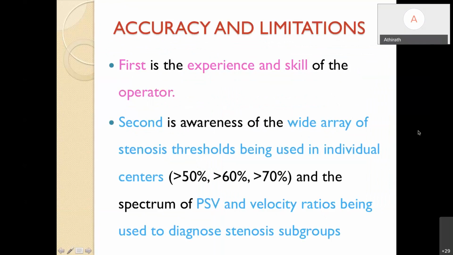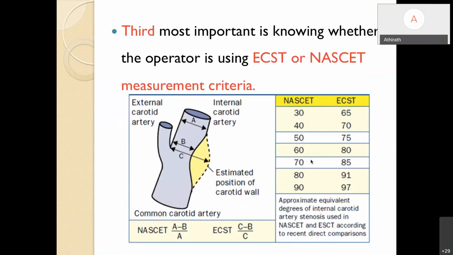And the second limitation is that various laboratories use a wide array of stenosis thresholds. Therefore, there will be different criteria for diagnosing carotid stenosis. And the third is you should know whether you are using the ECST criteria or the NASCET criteria. As you can see in this image, the ratio of the lumen in the NASCET criteria is A minus B by A, whereas in the ECST it is C minus B by C. So the stenosis severity differs when you take NASCET and ECST into consideration.